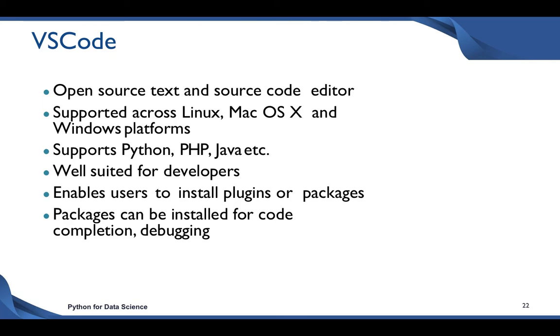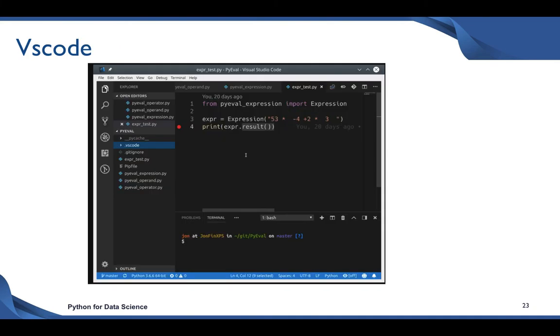Then we have Visual Studio Code, which is also supported across all the platforms. It supports Python, PHP, Java, and it is also well suited for developers. It also has code completion, navigation, error highlighting, syntax highlighting, etc. The interface looks something like this. We can write our code, here we have the directory structure, and at the bottom we can display the output.